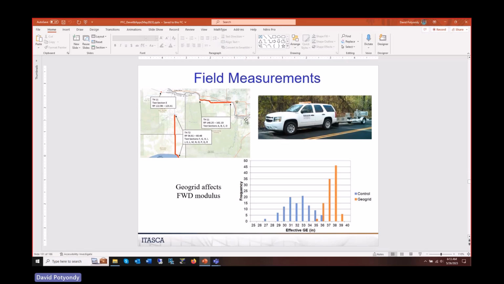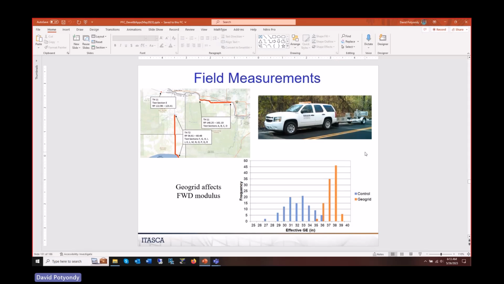And so what they did is they made a bunch of these measurements, and then they converted these stiffnesses to what they call effective granular equivalent, saying the stiffness is worth 3 inches of aggregate base, or the stiffness is worth, here we go, the stiffness that they measured is worth 31 inches of base. It's equivalent to that. And what they found, as you see here, this is all good news. It means that the parts that had geogrid were effectively stiffer.